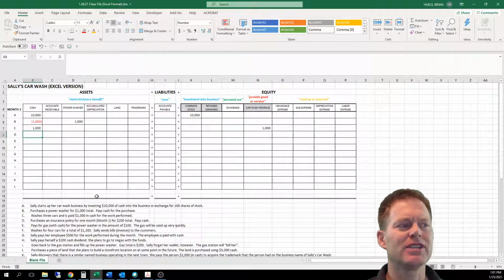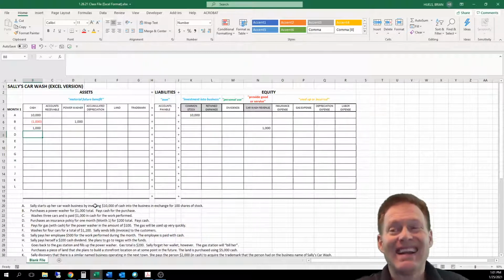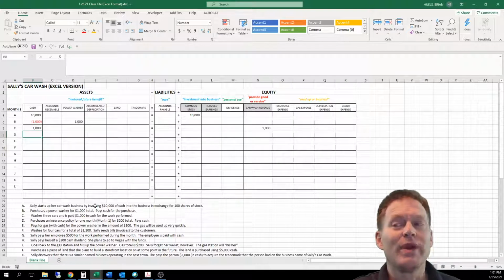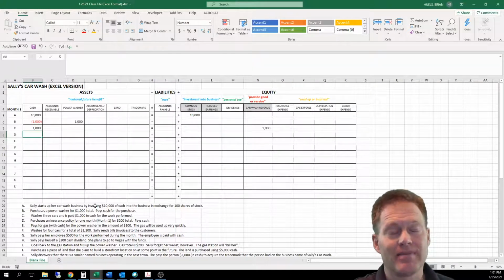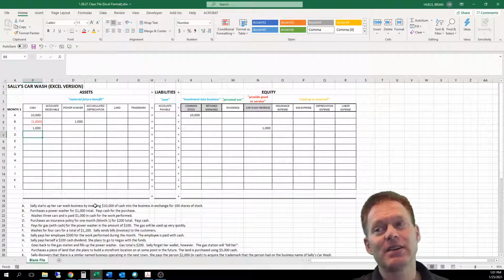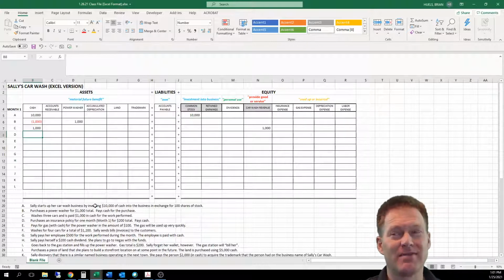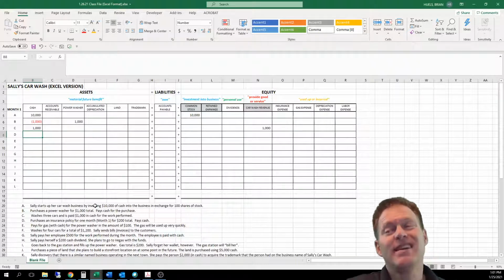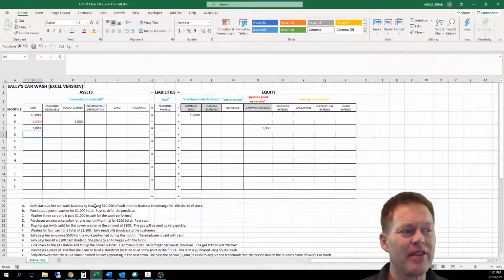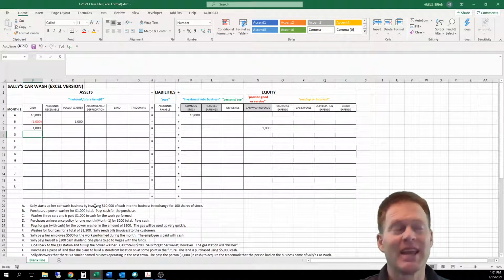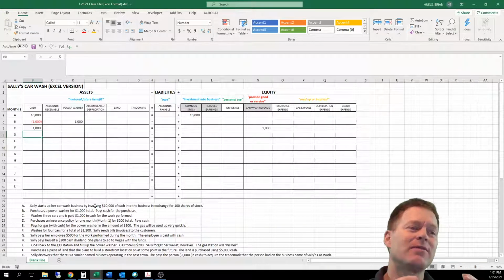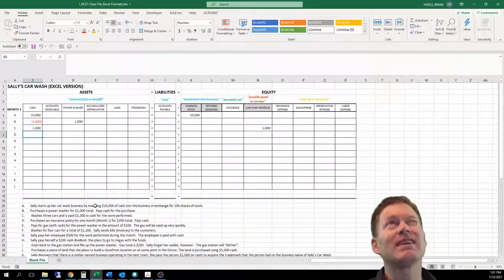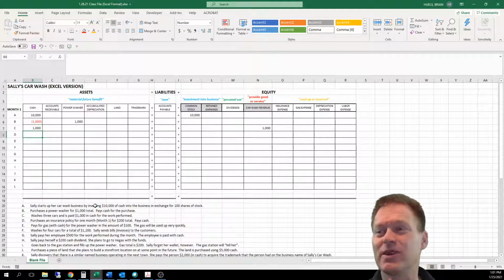D, purchase an insurance policy for 1 month. Pay cash. Now, in reality, on today's date, we haven't used up the insurance yet. But we know that the definition of an asset is material future benefit. So when we think about this insurance, we know that by the end of this month, it's going to be used up. And since we're doing the accounting for 1 month, we can be a little bit efficient and we can go right to expense.